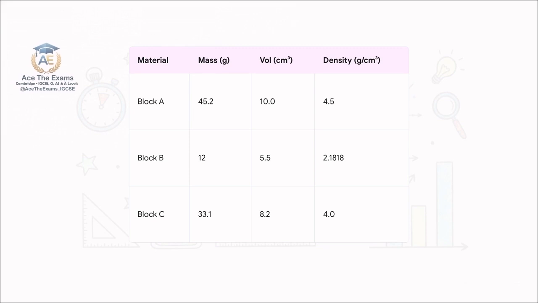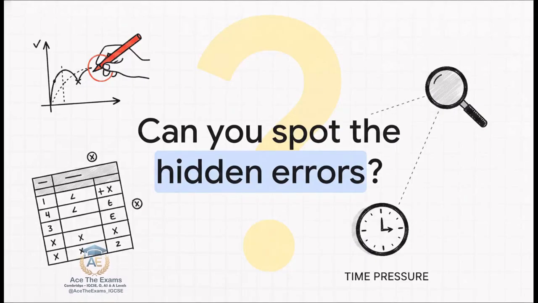Take a really close look at the data for Block A, Block B, and Block C. Just reading the facts isn't enough. You have to put your data detective hat on here. There are critical errors hiding right in plain sight. Now, in just a moment, I'm going to show you the one graph axis mistake examiners absolutely love to penalize. But first, you need to use the framework to spot the critical errors hiding in this very table. Because if you can't spot them right now during practice, they're going to be virtually impossible to catch under the pressure of the ticking exam clock.